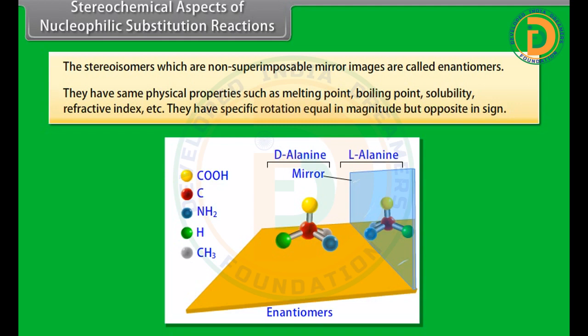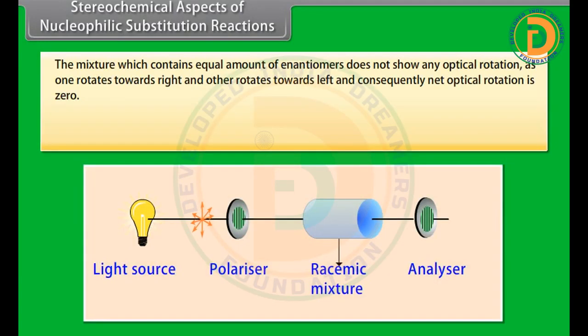They have the same physical properties such as melting point, boiling point, solubility, refractive index, etc. They have specific rotation equal in magnitude but opposite in sign. The mixture which contains equal amounts of enantiomers does not show any optical rotation, as one rotates towards right and the other rotates towards left, and consequently the net optical rotation is zero. This mixture is known as racemic mixture.